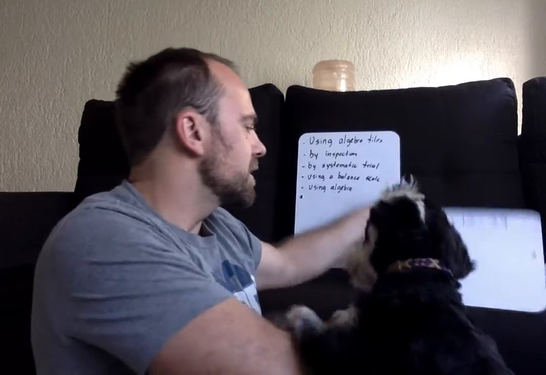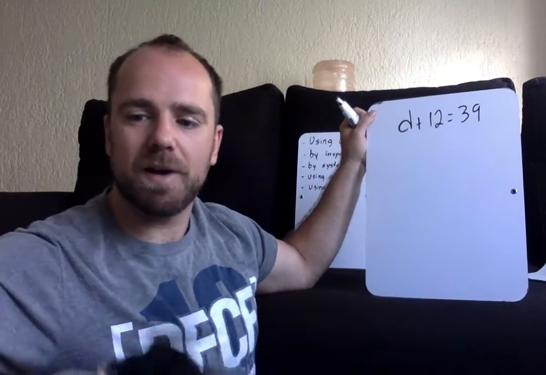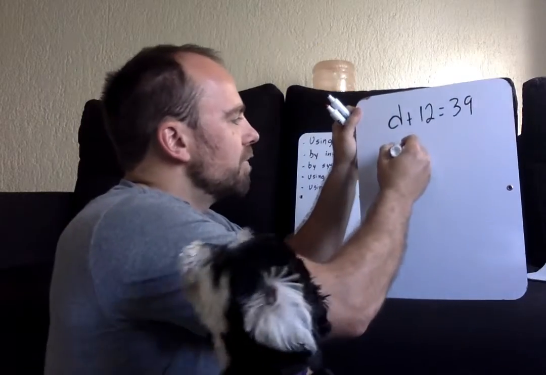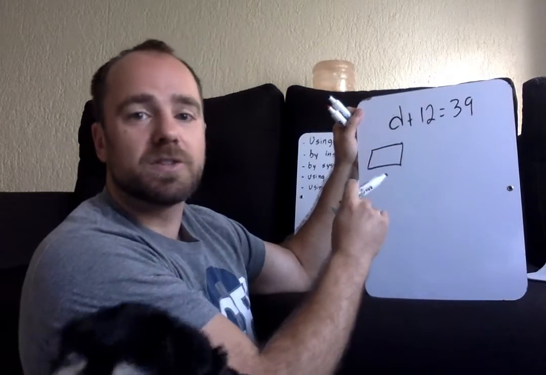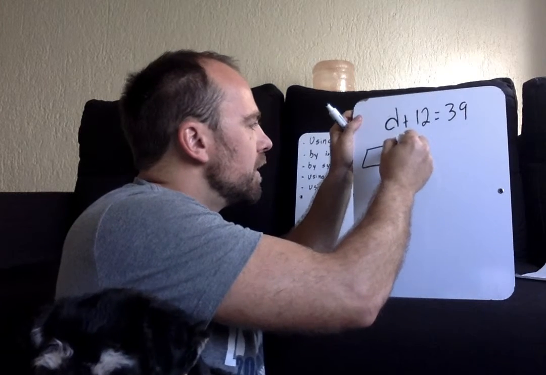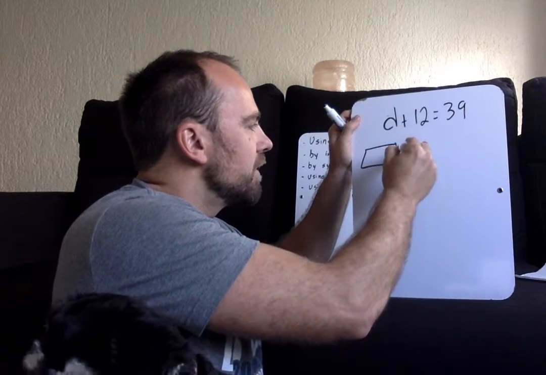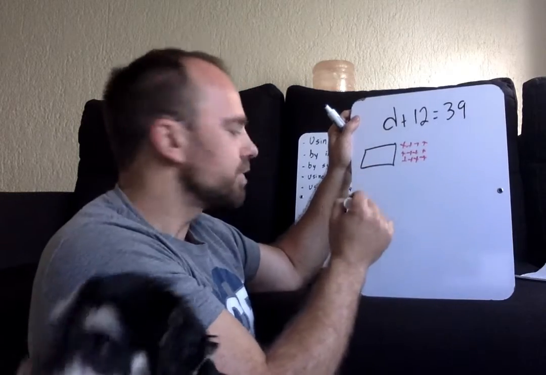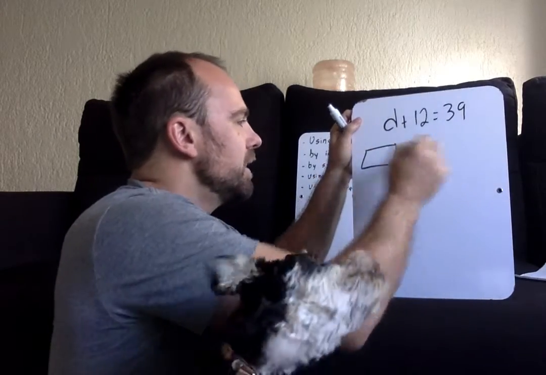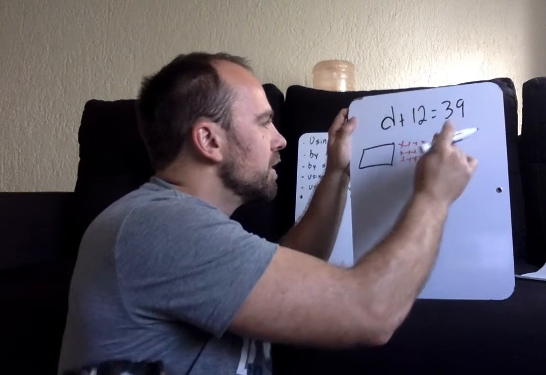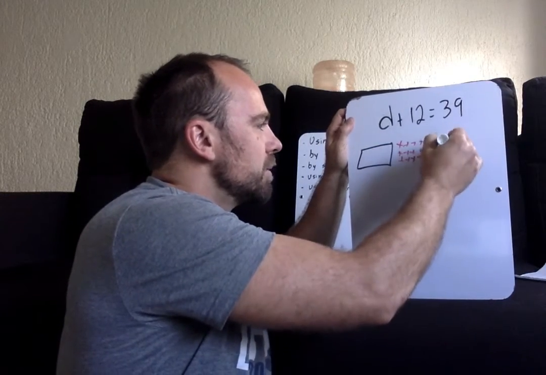So in this example, we have d minus 12 equals 39. So if I have my plus 12, I'm going to add my 12. 1, 2, 3, 4, 5, 6, 7, 8, 9, 10, 11, 12. And then that is going to be equal to 39. Sorry, these should all be positive.